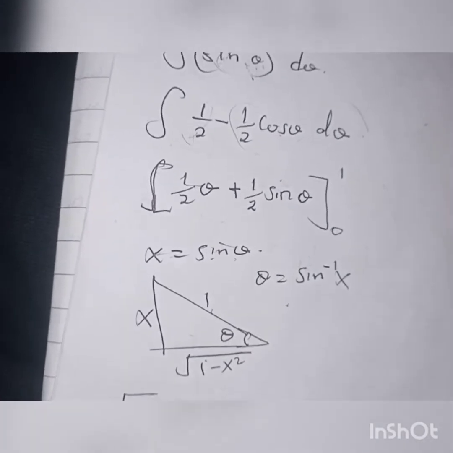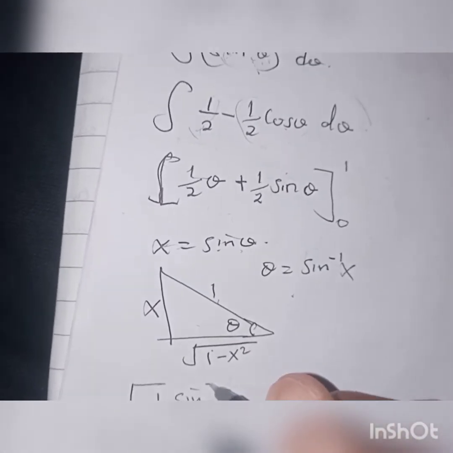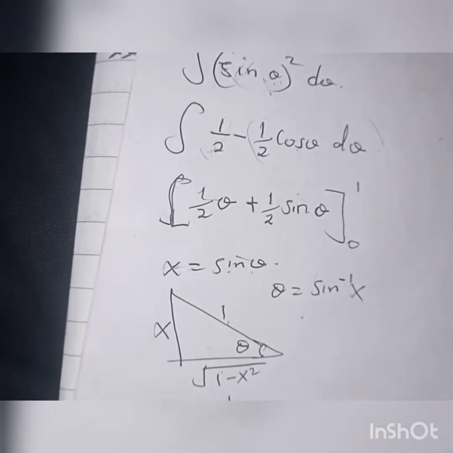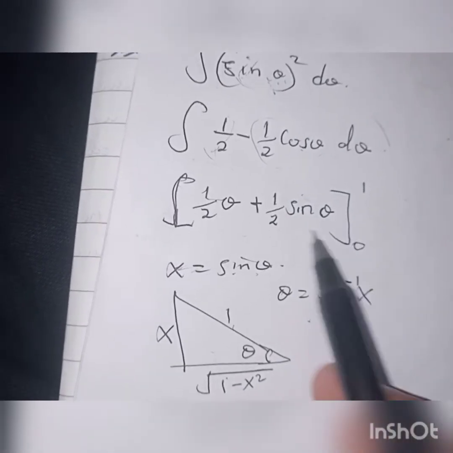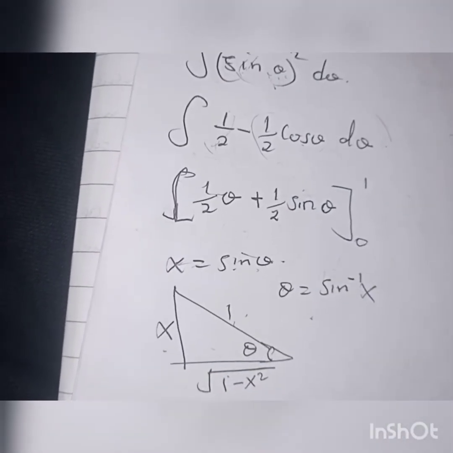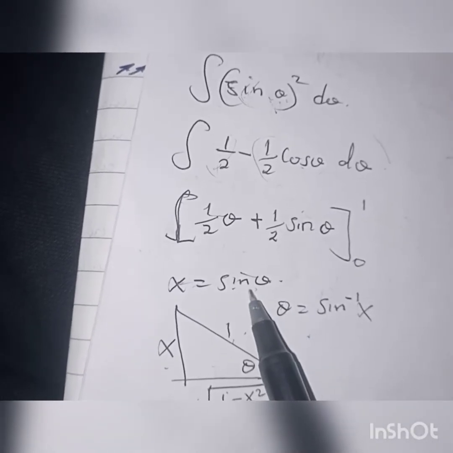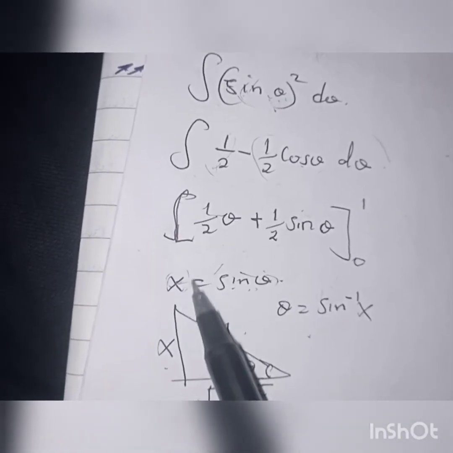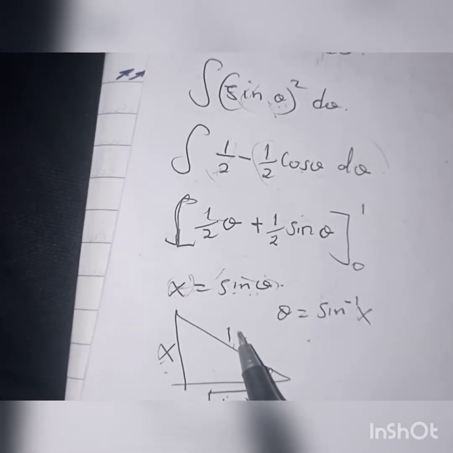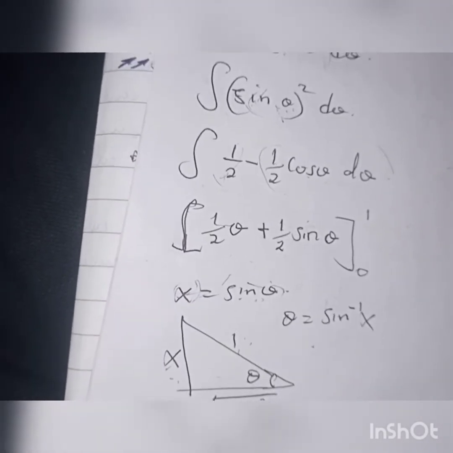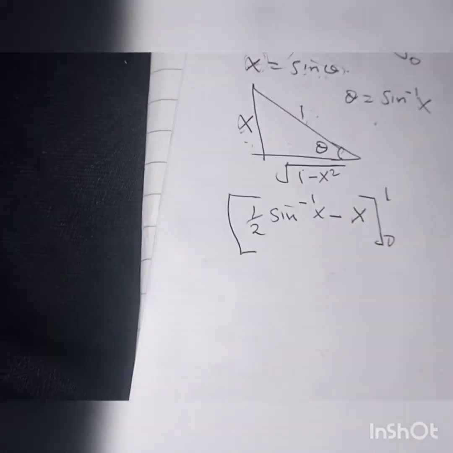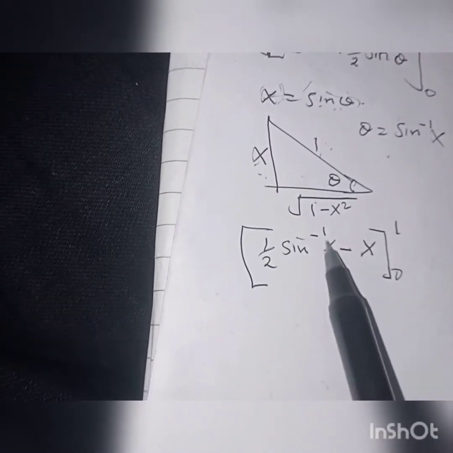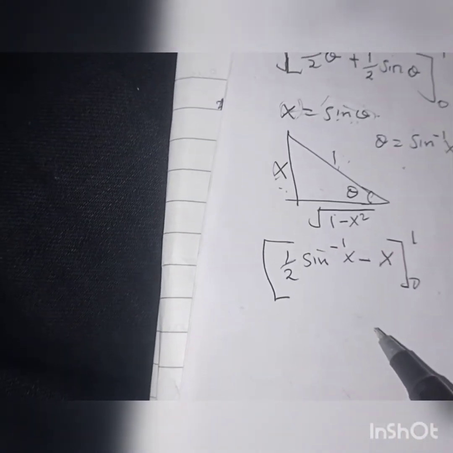So we can substitute our theta, being a half multiplied by sine inverse of x, minus a half sine theta. Sine theta is just opposite over hypotenuse, so sine theta equals x over 1, which is x. So we substitute sine theta with x, from 0 to 1. Therefore we can finish by substituting with 1 and then with 0.